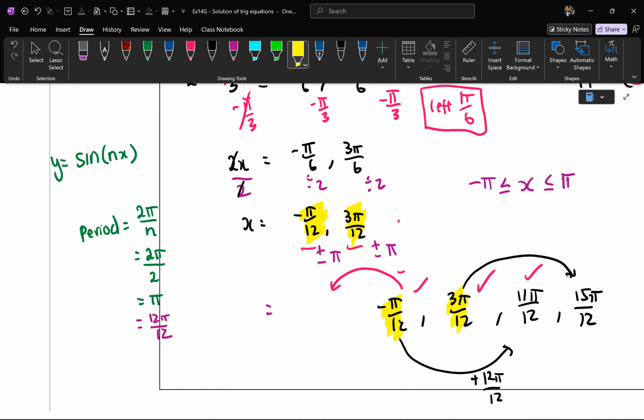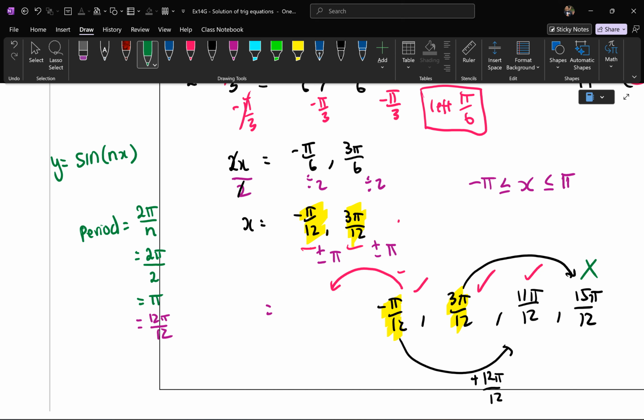How did I get an extra 2? I added pi, but only one of them is still in the domain. The domain said pi. 11 pi out of 12 is still in. This one's out of it. So this one you don't include. This one, you cross off. And you do the same thing for the backwards one.